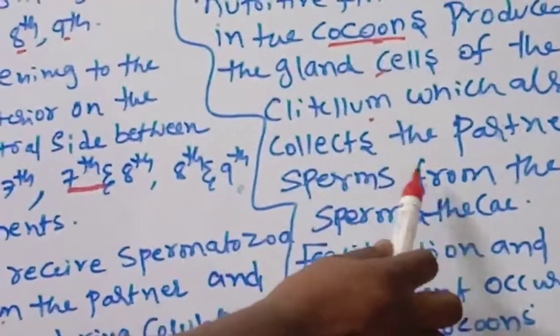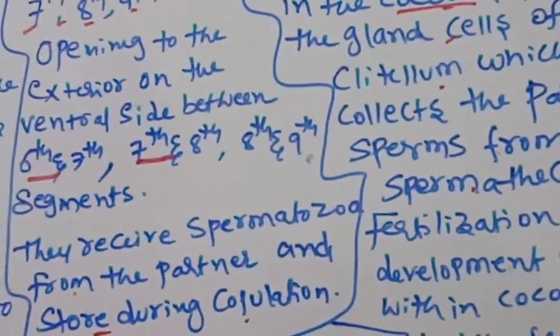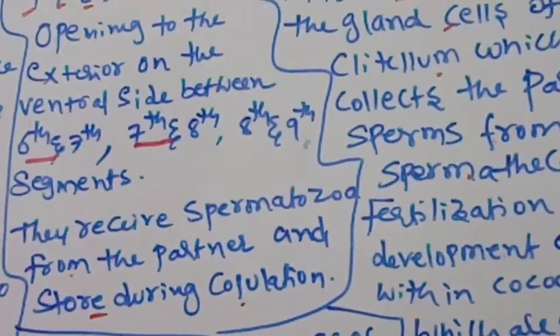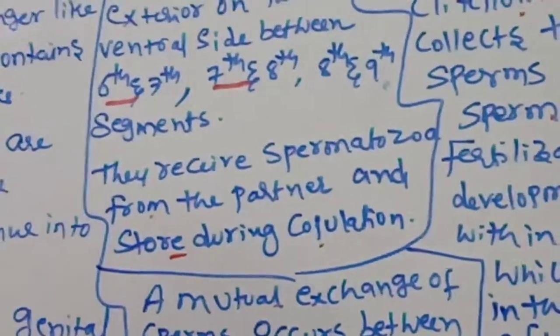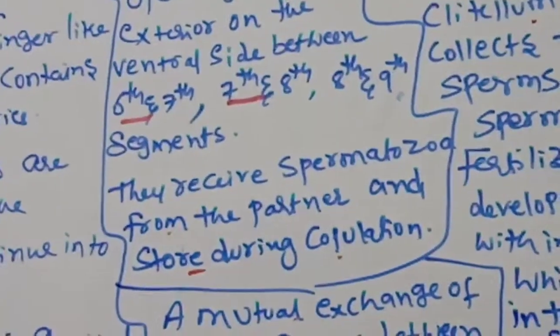Eggs and sperms together undergo fertilization, within cocoons which are deposited in the soil. After 2 to 3 weeks, the cocoon gives rise to baby earthworms. Development is direct, with no larval stages.